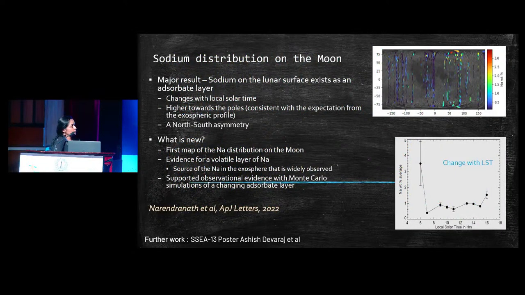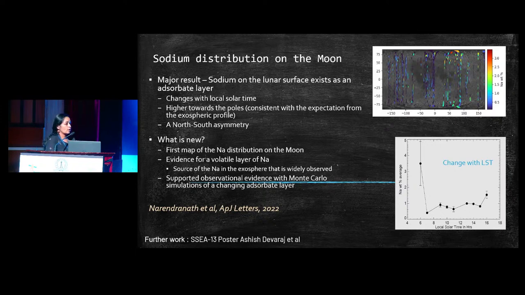The sodium distribution of the moon was mapped for the first time. The major result is that it exists as an adsorbate layer. So when we say we detect an element, what we usually mean is that it is part of a crystal or mineral present on the surface of the moon. Now, here you see some enhanced abundances of sodium, and it changes with the local solar time. It's higher towards the poles, which you can roughly see if you plot from pole to pole, and it also shows a north-south asymmetry.